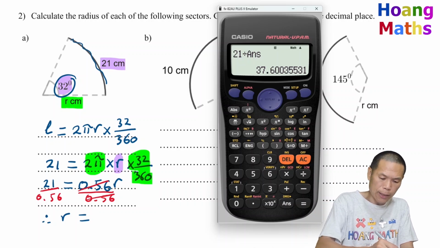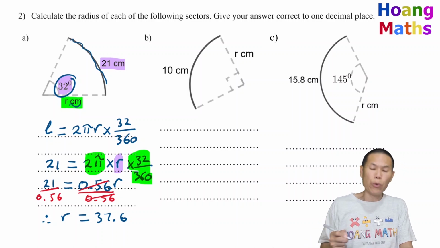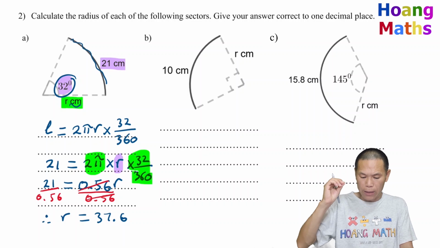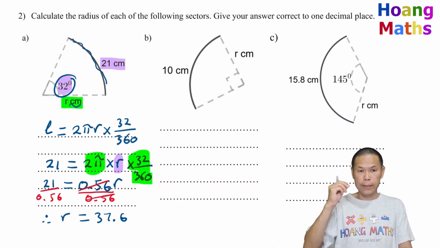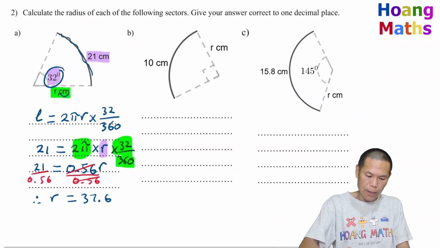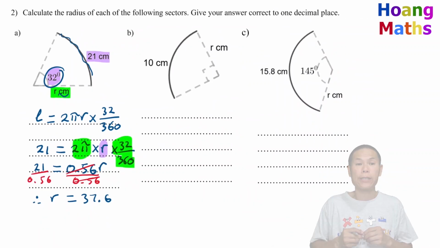So the answer is 37.6 centimeters here. But we already have the centimeters, we just need to work out the value of r. So 37.6. So I hope you understand. Now, please pause the video and try these two yourself.